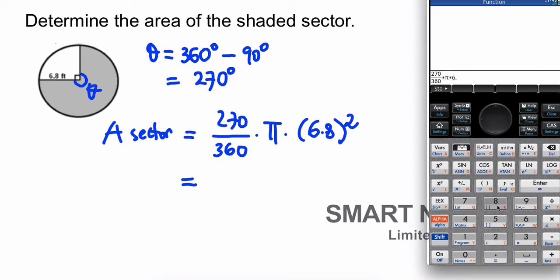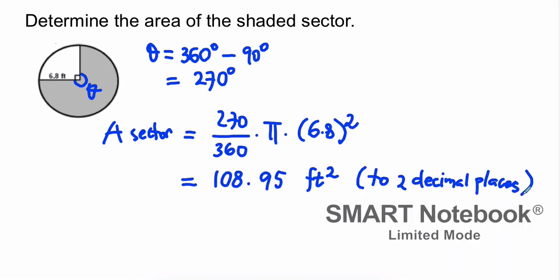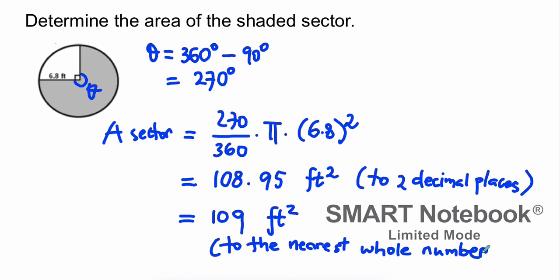and then multiply that by the radius squared. So 6.8 squared. There is a square button here. Okay, and if you press enter, then you get the answer. So now we have a long decimal places here, 108.950,433, and so on and so on. So it depends on the question. It's not really stated here to which decimal places you have to round it. So let's say you have to round it to 2 decimal places, then you will say 108.95. So to 2 decimal places is this 108.95 feet squared. So if you are asked to round it to the nearest whole number, then you will write 109 feet squared.